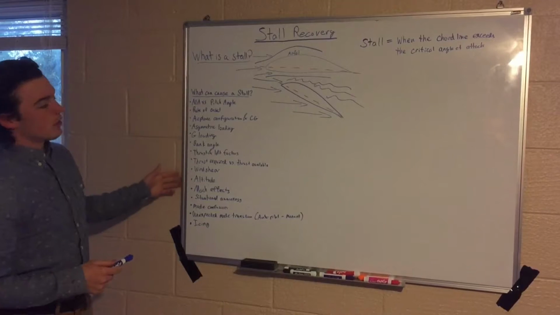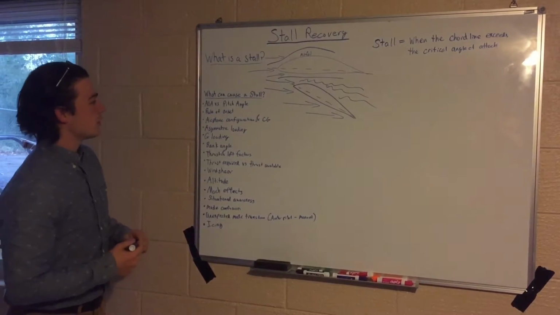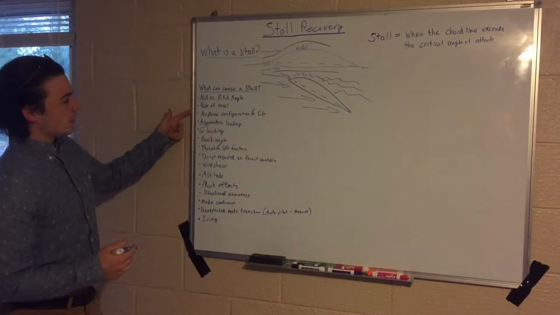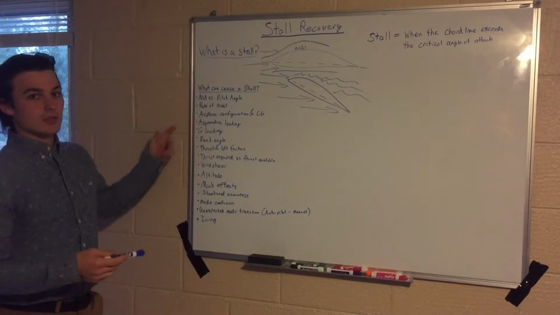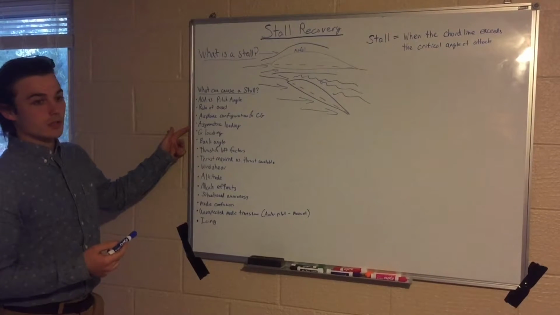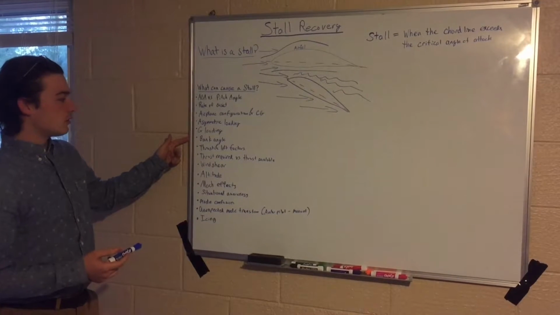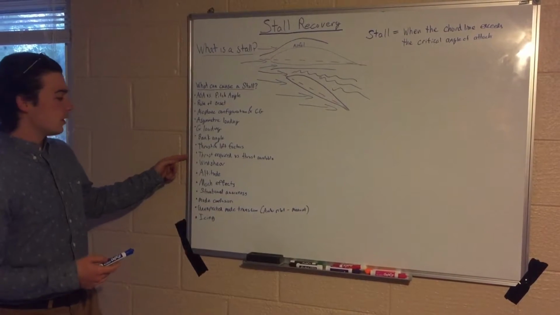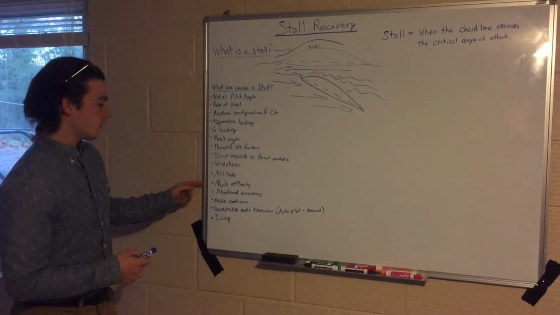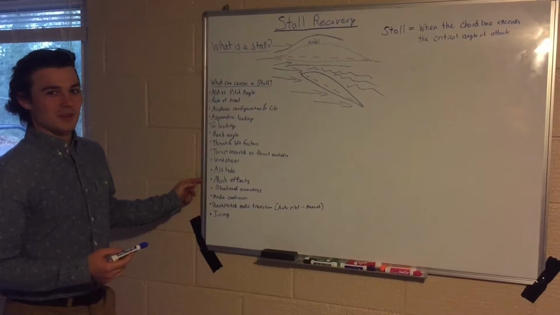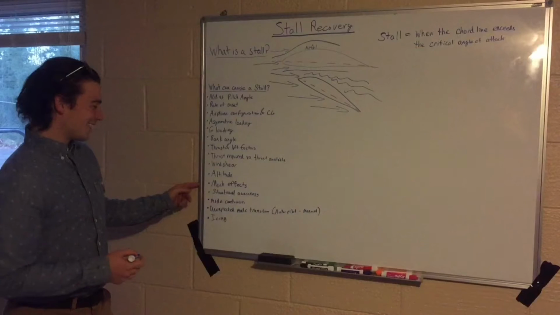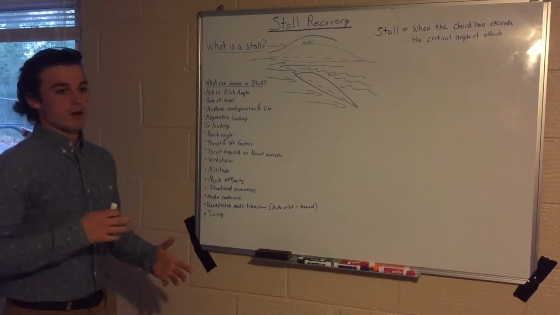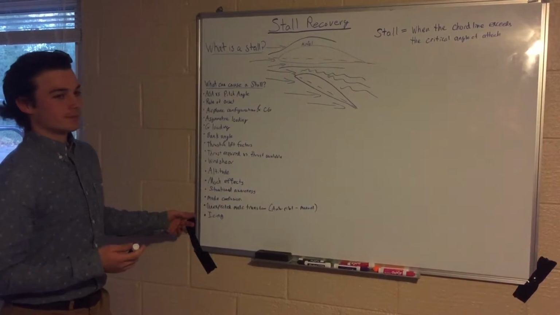I also have a list here of other factors that could cause a stall. So here you have the angle of attack versus pitch angle, rate of onset, airplane configuration, CG, so where the CG is loaded, asymmetrical loading, G loading, bank angle, thrust and lift factors, thrust required versus thrust available, wind shear, altitude, Mach effects, which we don't really have an issue with in our Cessna 172, mode confusion, unexpected transitions, so switching from autopilot to manual, and icing.